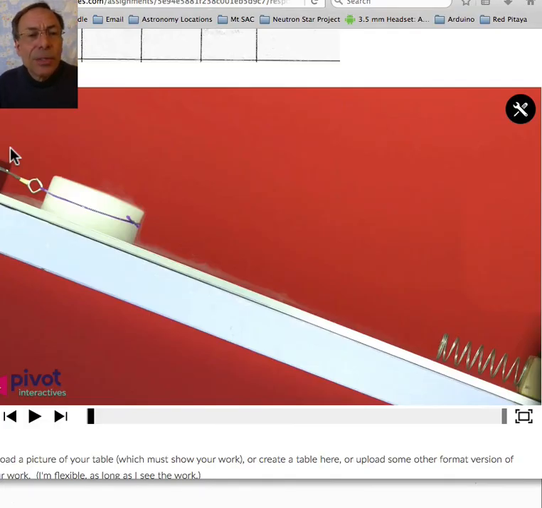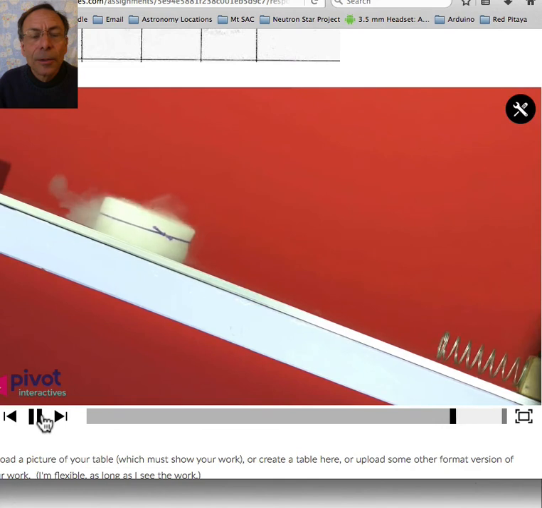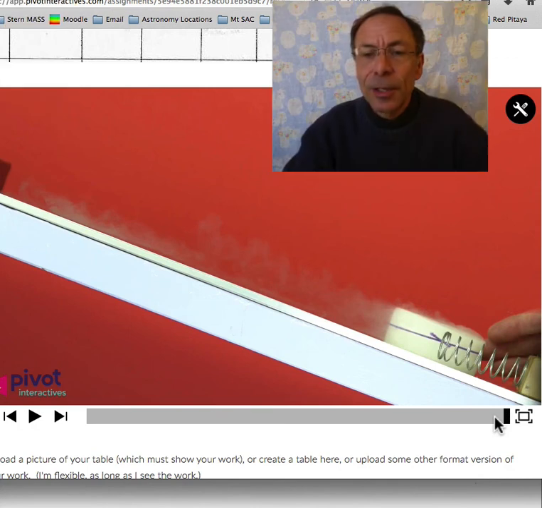Okay, so this is one of the Pivot Interactive Labs, and you have a dry ice puck, and when I do this, you're going to be doing this. You see the dry ice puck slide down the hill. It's virtually no friction. There is a tiny bit of friction. That's something you figure out in the lab. And so this is a really nice demonstration of conservation of energy.